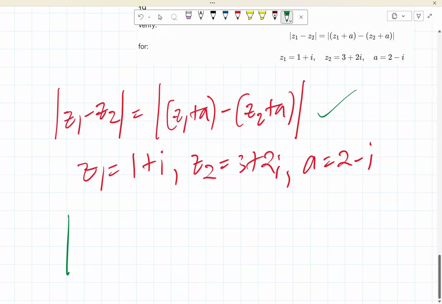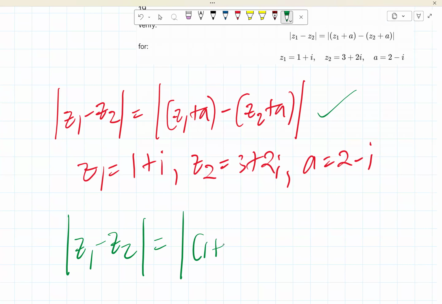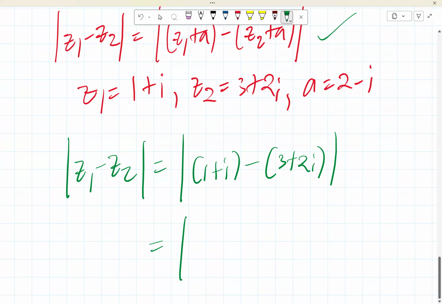So we start with the absolute value of Z1 minus Z2. That is equal to the absolute value of Z1, that's 1 plus i, that's Z1, minus Z2. Z2 is 3 plus 2i, like that. So that's equal to the absolute value of 1 plus i minus 3 minus 2i.